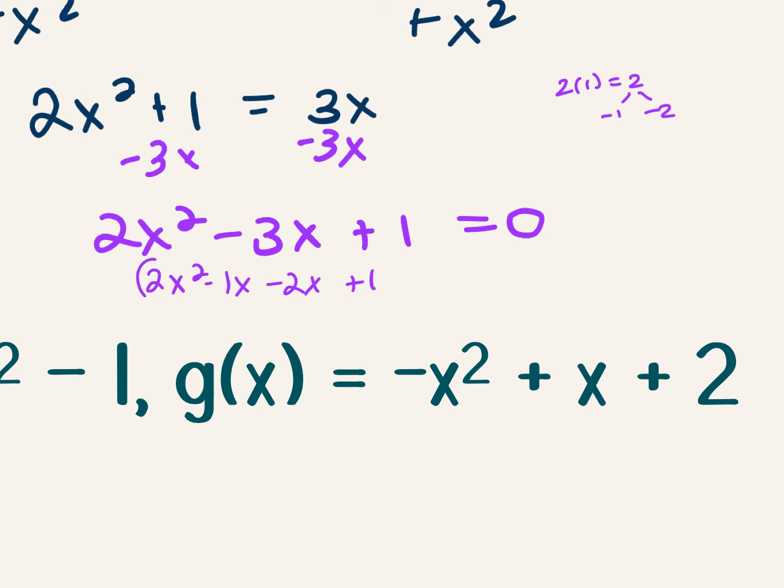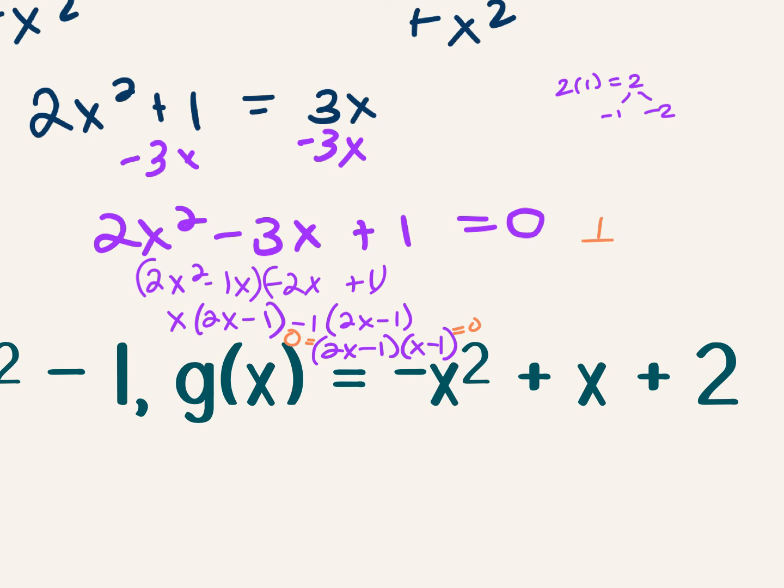Factor by grouping. Take out an x. 2x minus 1. Take out a -1. 2x minus 1. And I get 2x minus 1 times x minus 1. Split and solve. And I get a positive 1/2 and a positive 1. And you just enter, I was checking to see what it does if it makes you put them in order. It doesn't. It just says separate it by a comma. So you just got to list them.